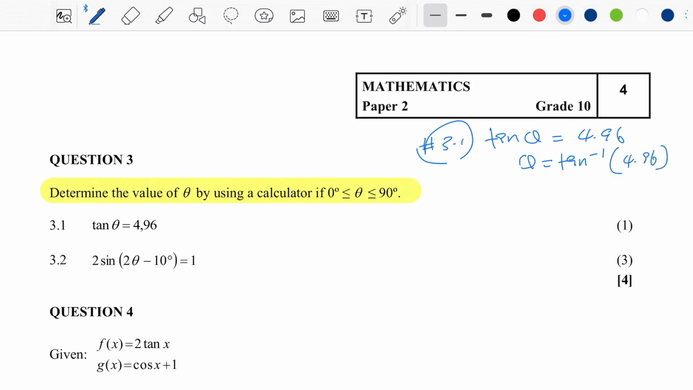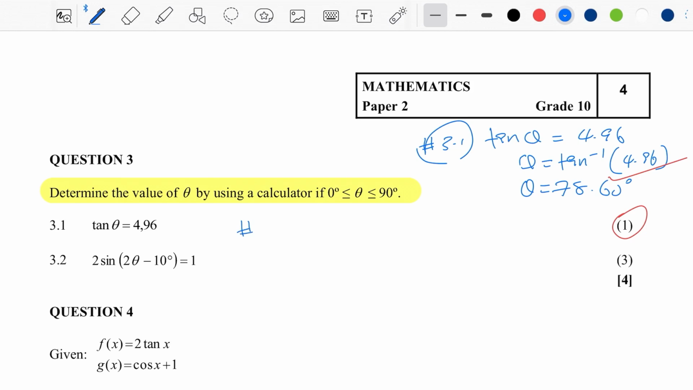Then you punch that into your calculator: shift tan 4.96, and you should get 78.60 degrees. So theta is equal to 78.60 degrees, and you get 1 mark for that. Basically, it is that easy.